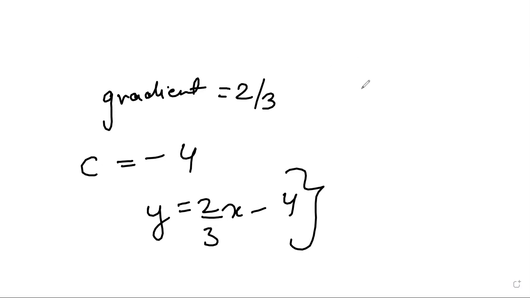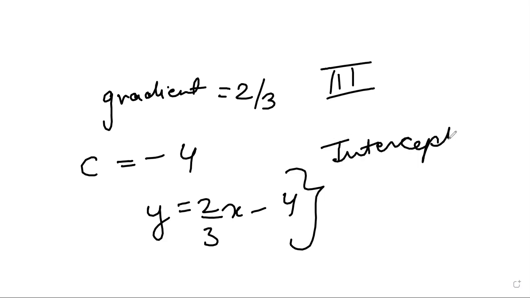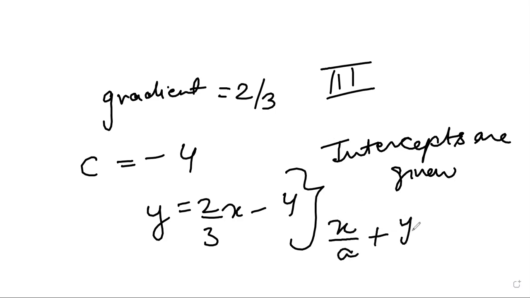Now let us go on to the third method to calculate the equation of a straight line. This third method is used when both intercepts are given, that is, the x-intercept and the y-intercept. Then the equation of a straight line is x upon a plus y upon b is equal to 1, where a and b are the x and y-intercept respectively. So these are the three methods by which we can find the equation of a straight line. So that's it for today.